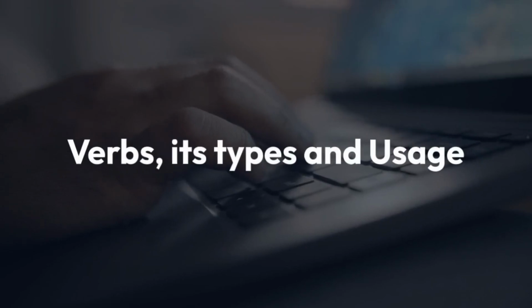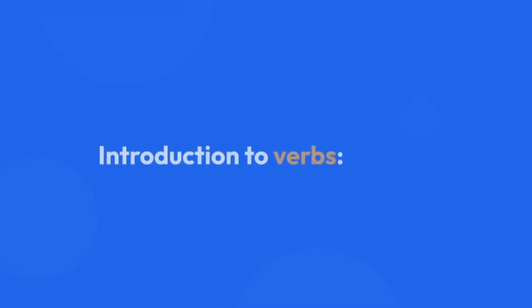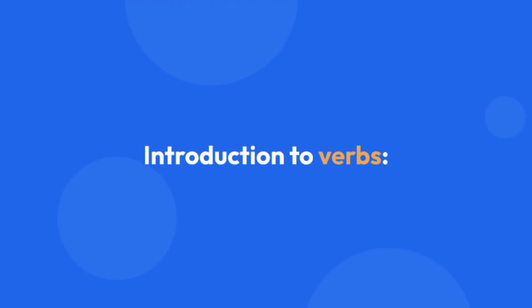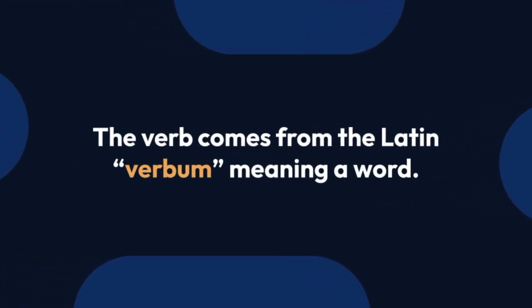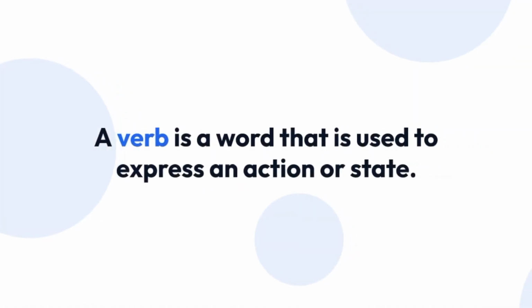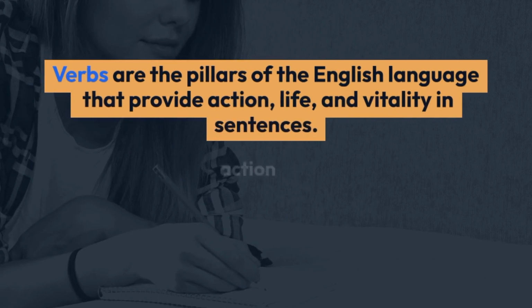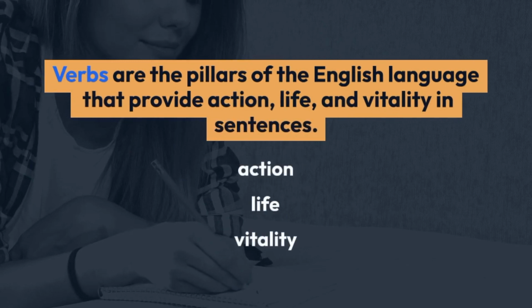In this lecture, we will describe the verbs, their types and usage. Introduction to the verbs. The word verb comes from the Latin verbum, meaning a word. A verb is a word that is used to express an action or state. Verbs are the pillars of the English language that provide action, life and vitality in a sentence.